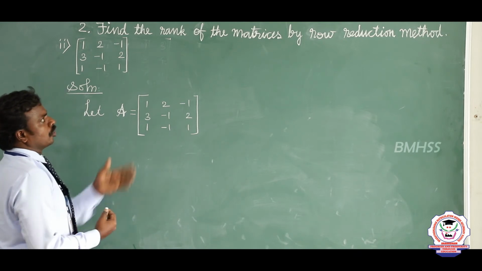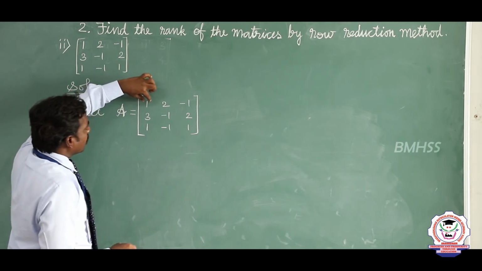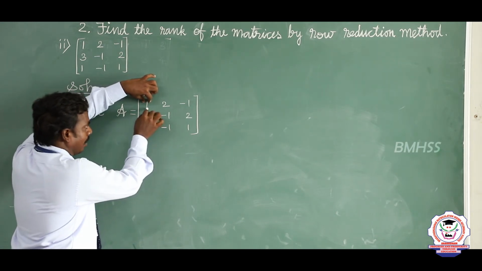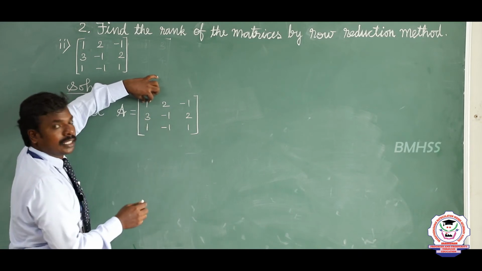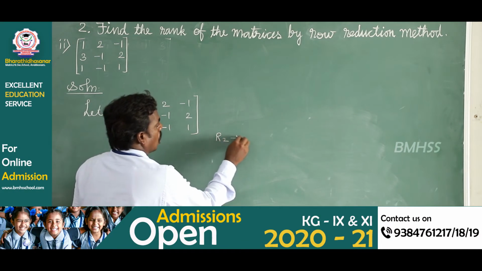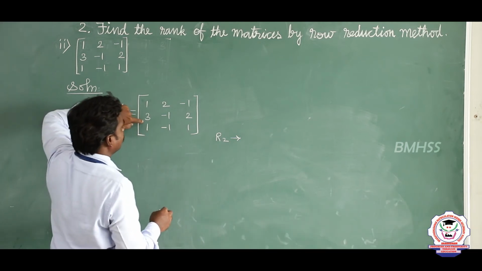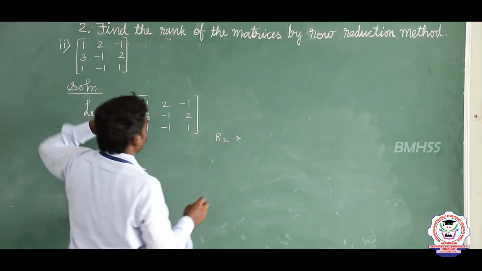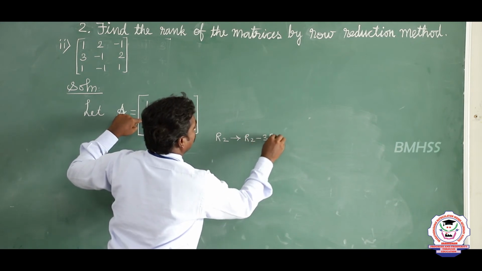From this, I am going to use the row reduction method. In the row reduction method, first we need to make zeros below the first row first element. In the 3 place and 1's place, we need to change them to zeros. So very simple. In R2, I want to make the first element zero. There is 3 in the second row, and in the first row there is no 3, so I am going to multiply the first row by 3. So R2 minus 3R1.